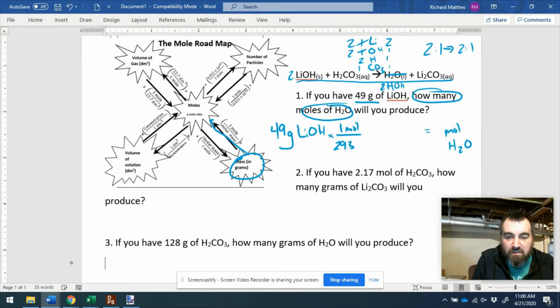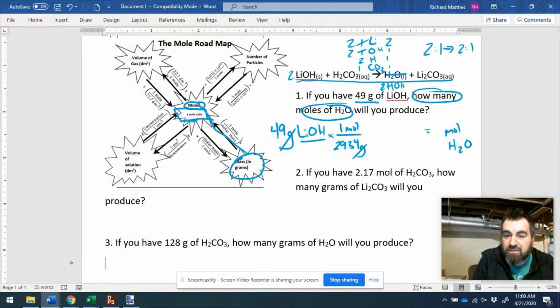If you need a minute to figure that out, take your time when you do it. I'm just doing it as quickly as I can here. So grams and grams will cancel out. So now I'm in moles. Okay, but I don't have the right substance. I've got lithium hydroxide, and I'm supposed to have H2O. So that's where I have to use this mole ratio. Okay, so I'm going to use the mole ratio here.